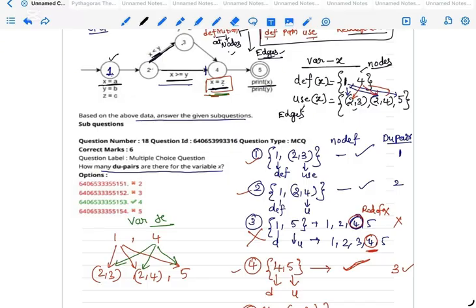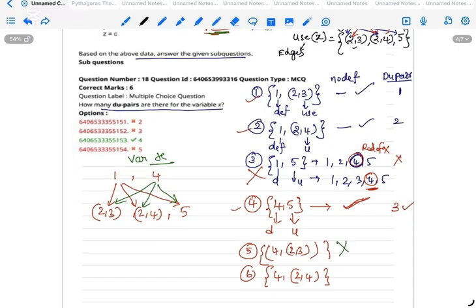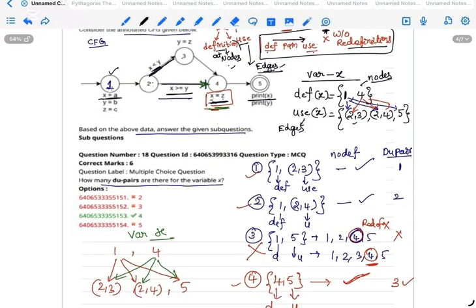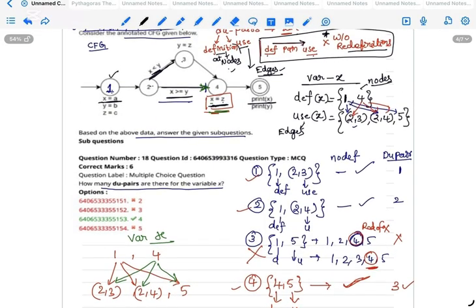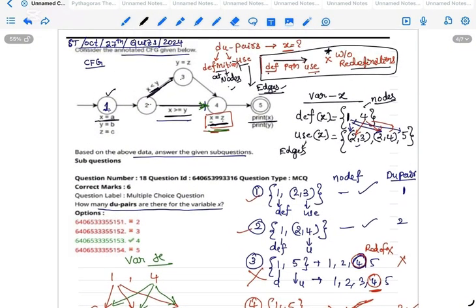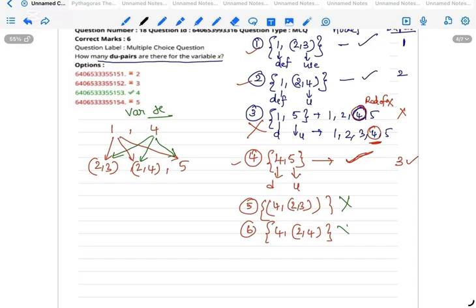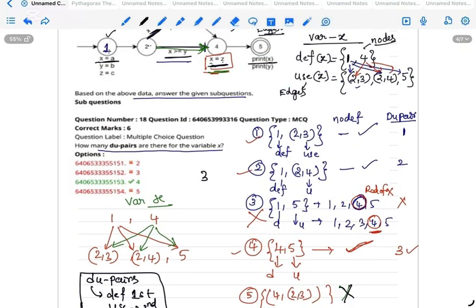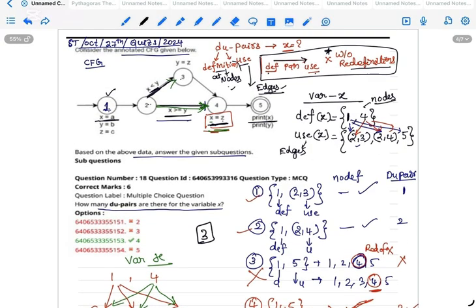So 4 to 2 3: how do we go back? This is the path direction. 4 to 2 3 is not a valid du pair because there is no path. Arrow directions are important. So 4 to 2 4 is also not possible. The answer should be 3, but the given answer is 4. How the answer is 4, I don't know. By my calculations, the answer is 3 only.